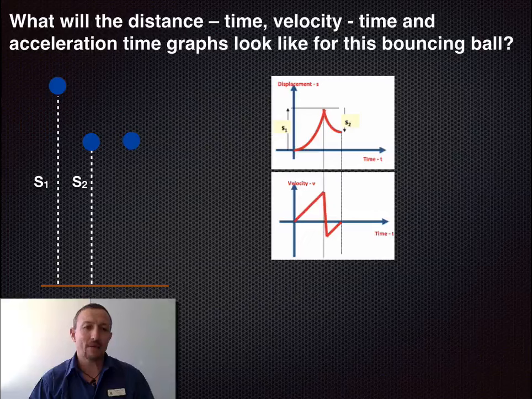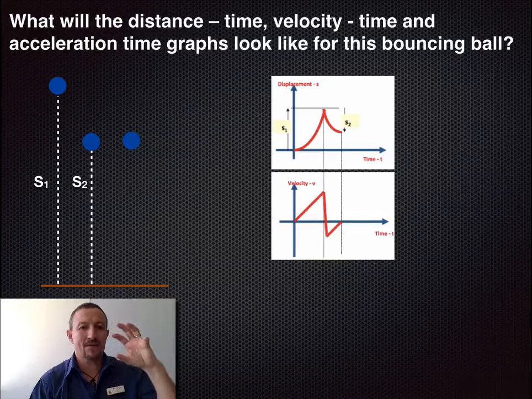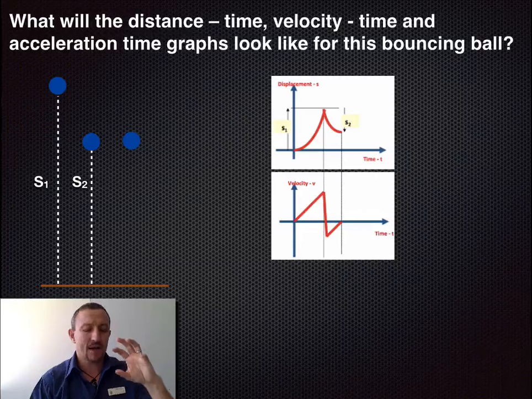So to recap, from a velocity of 0, it accelerates at a constant rate down to its maximum velocity just before it hits the ground. At that point, it then decelerates as it hits the ground, drops to 0.